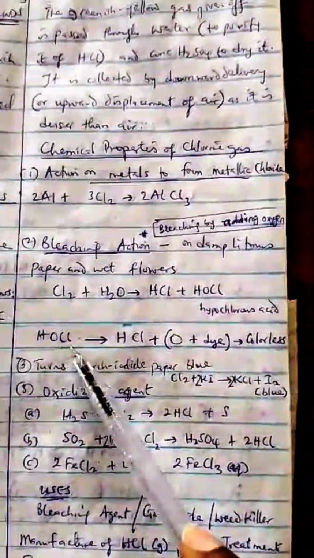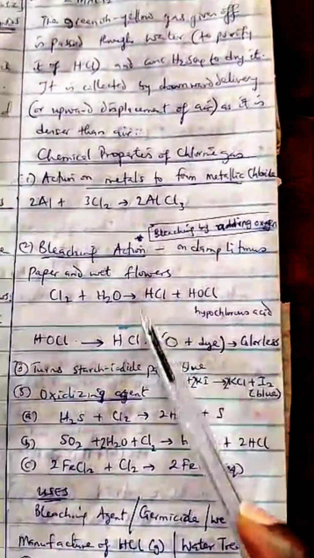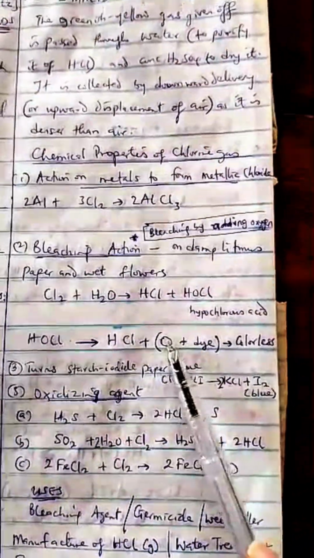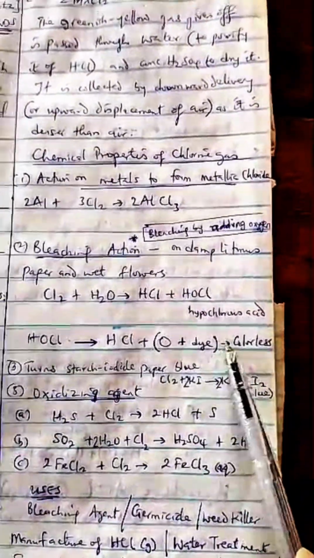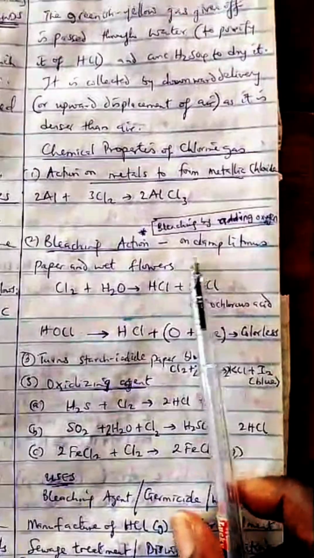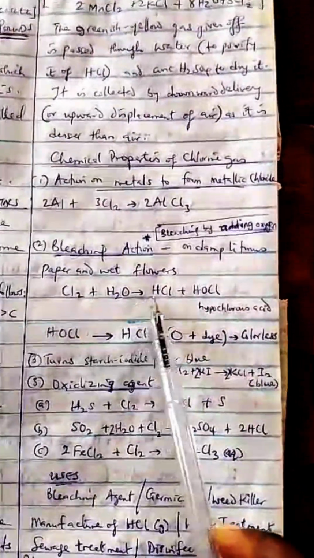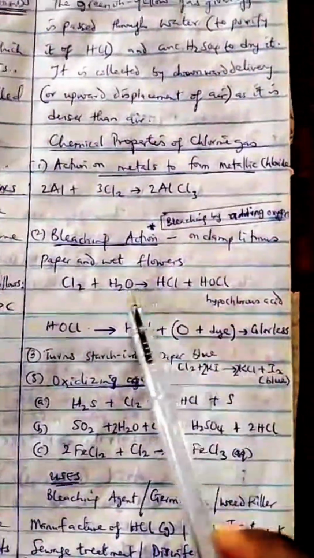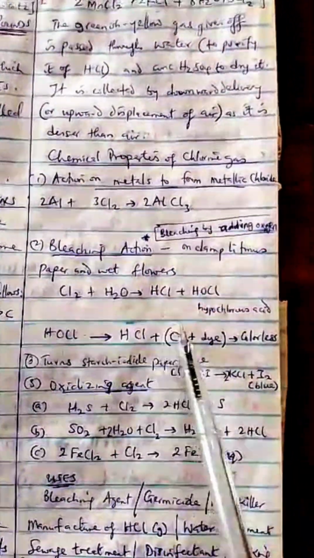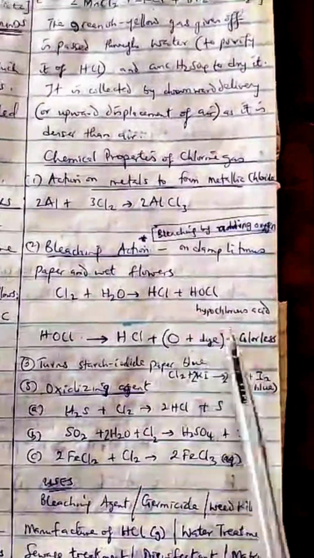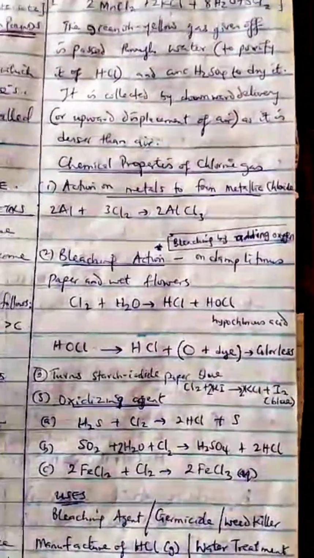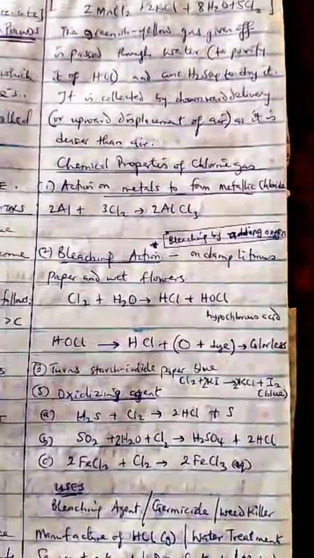The hypochlorous acid releases oxygen, which oxidizes and destroys the color. So that's the bleaching action of chlorine. It combines with the water in the substance and then releases oxygen that oxidizes. The oxidizing action of chlorine bleaches to make something colorless, such as damp litmus paper or wet flowers.